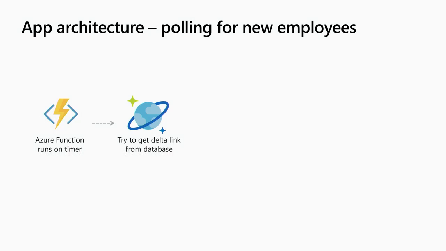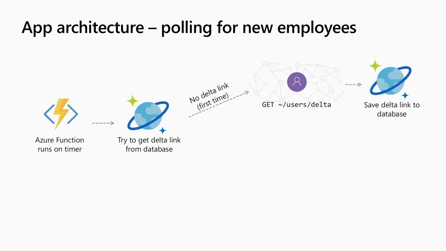So to review what we just saw, we saw an Azure function that was running theoretically every day on a timer. And it was trying to get what I was calling this delta link from our local database. And that's that point-in-time snapshot. And the first time it ran, there wasn't a delta link saved in the database. It was the first time we ever tried doing this background sync.